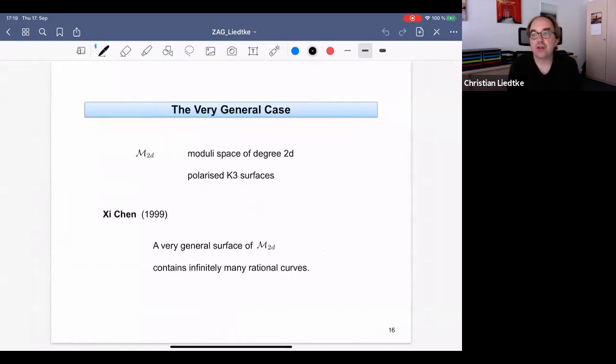Now, it is also true by work of Shi Chen in the very general case. Why is it true in the very general case? You look at the moduli space of polarized K3s. So you fix an ample line bundle of self-intersection number 2D. And then there's a 19-dimensional moduli space. And then what Shi Chen does is he degenerates the K3 to a union of rational surfaces.